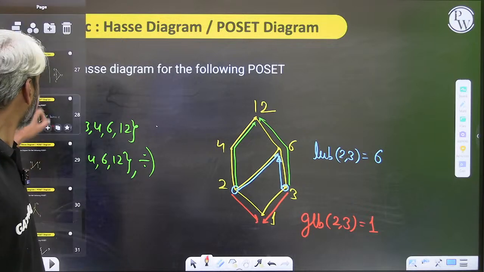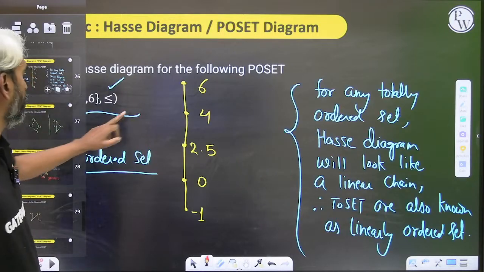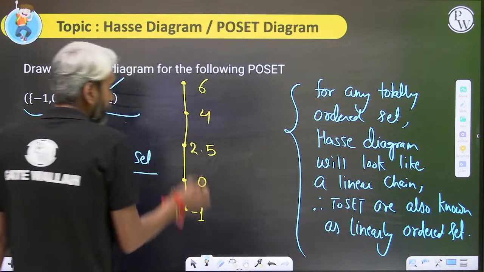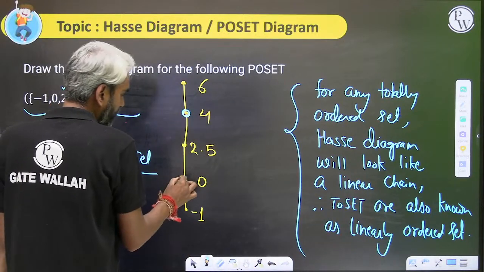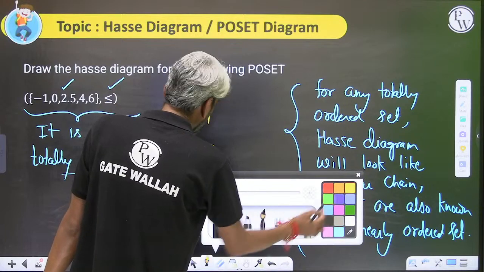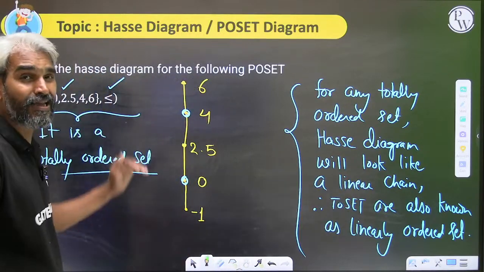What if it is a totally ordered set? If we have element 4 and element 0, where exactly do 0 and 4 meet each other at the upper side?